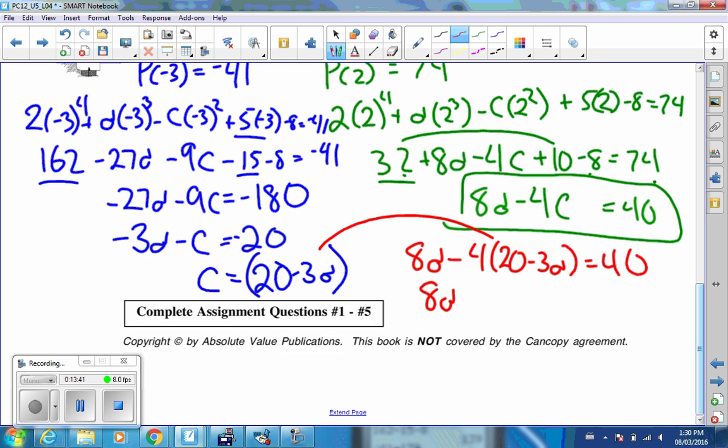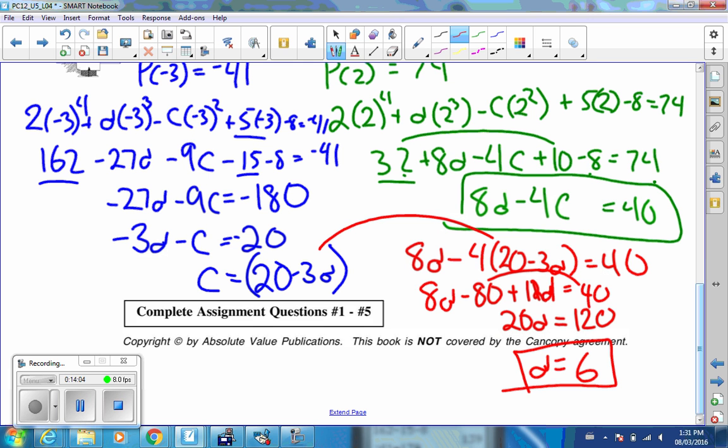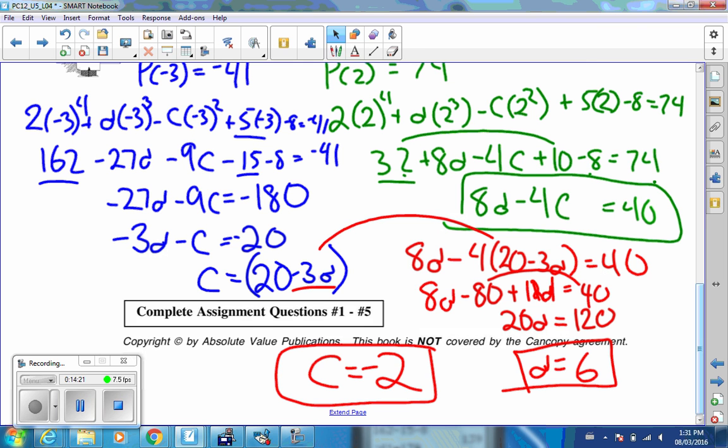This is going to be 8d minus 80 plus 12d equals 40. This is going to give me 20 d's equals 80 plus 40 is 120. D equals 6. That's a reasonably nice looking answer. And then if D is 6, -3d would be -18. 20 plus -18 would be 2. C equals -2. I'm just going to assume that's right because I don't want to check it.